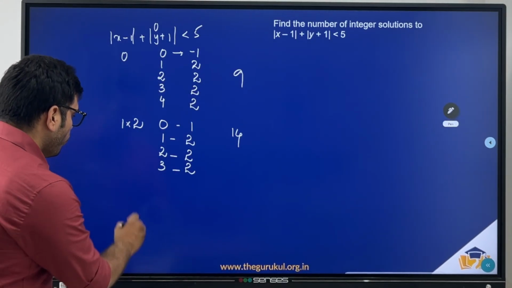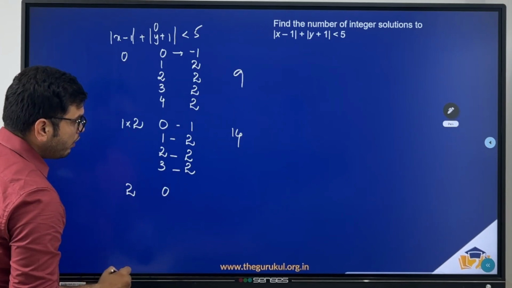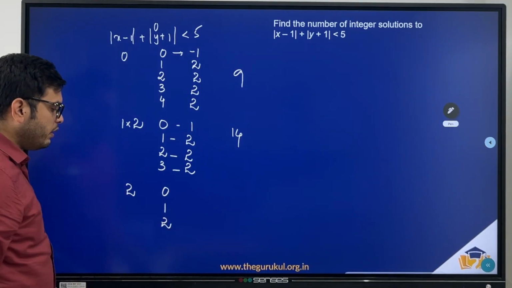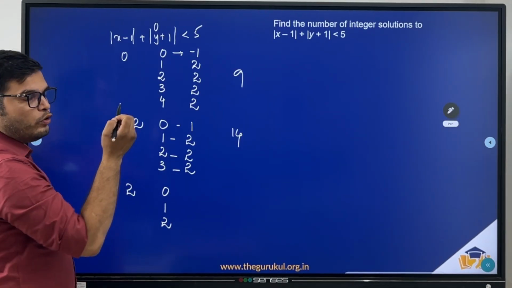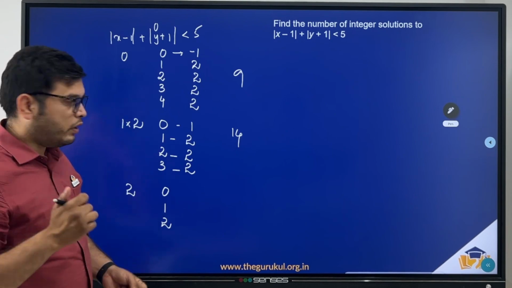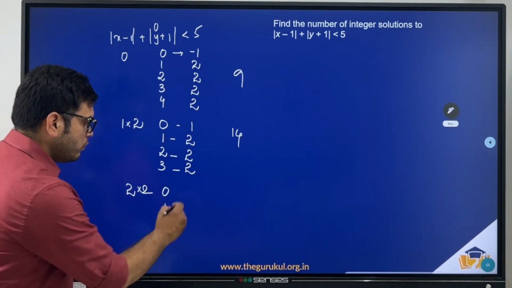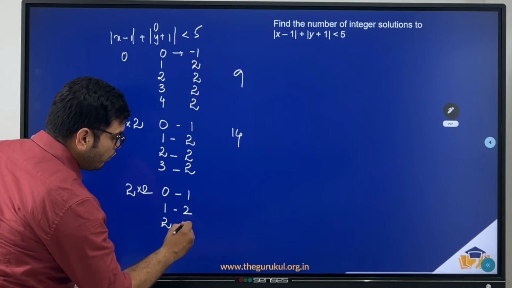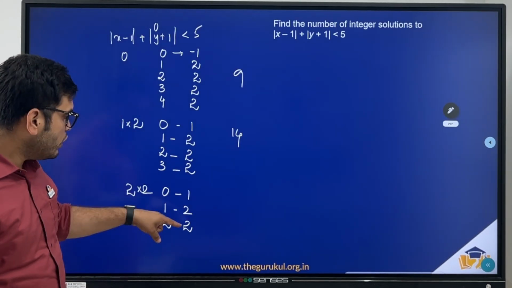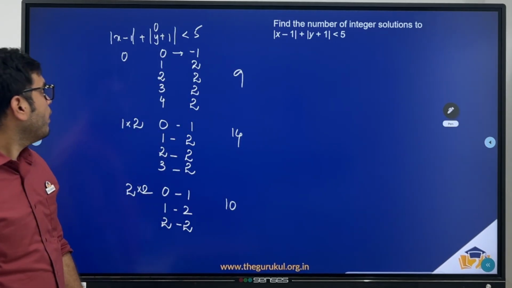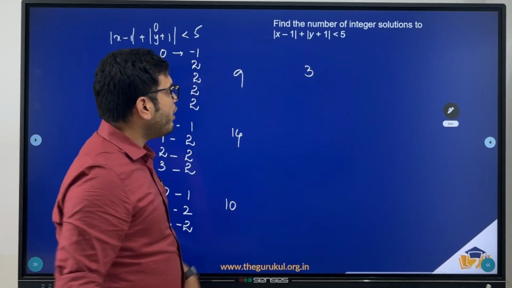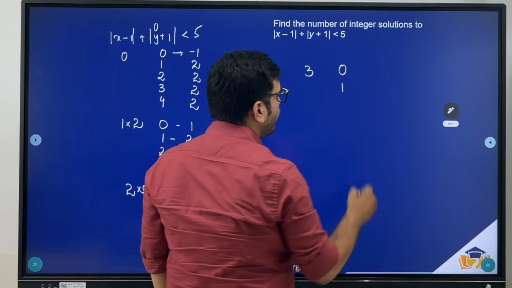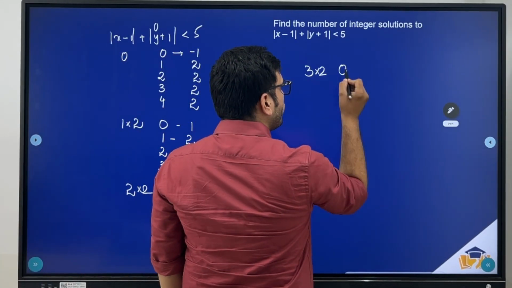Now when mod x minus 1 is 2, mod y plus 1 can be 0 or 1 or 2. This cannot be 3. For mod x minus 1 to be 2, we can have the values of x as minus 1 or 3. You have two different values. We have one value when y plus 1 is equal to 0, two values when mod y plus 1 is equal to 1, and two values when mod y plus 1 is equal to 2. So in total you have 5, 5 into 2, 10. Now when mod x minus 1 is equal to 3, then the values that x can take are minus 2 or 4, and the corresponding values of mod y plus 1 can be either 0 or 1. So you have two cases.